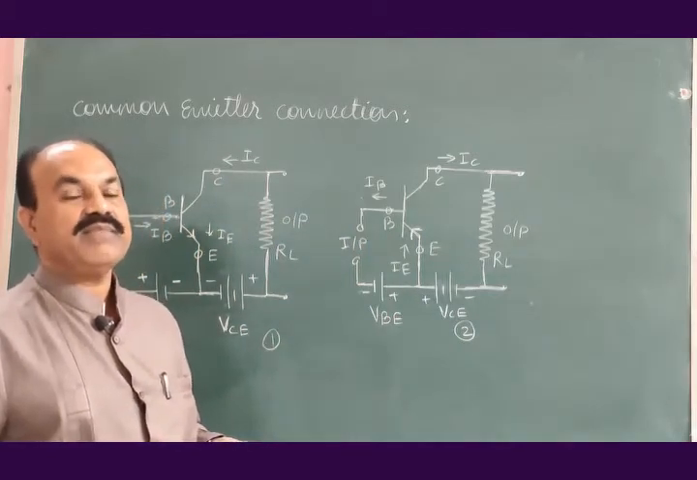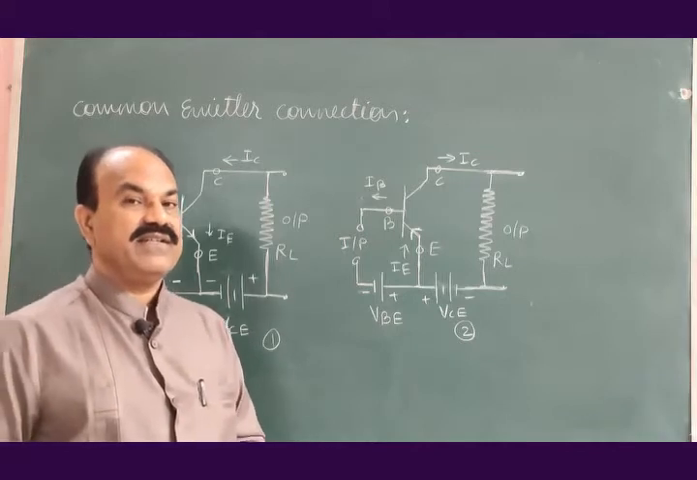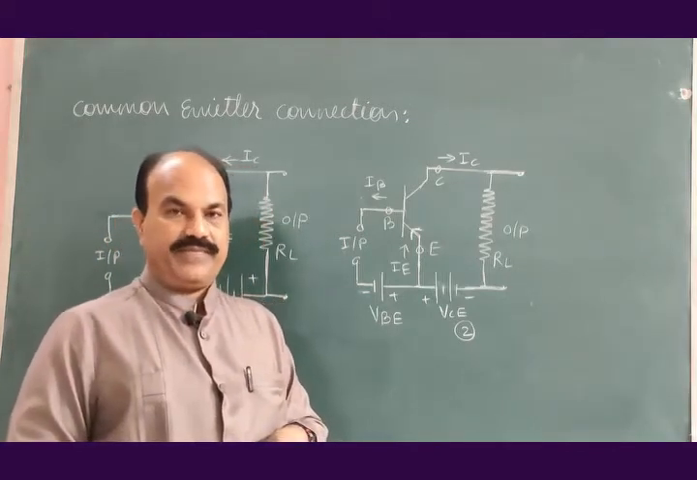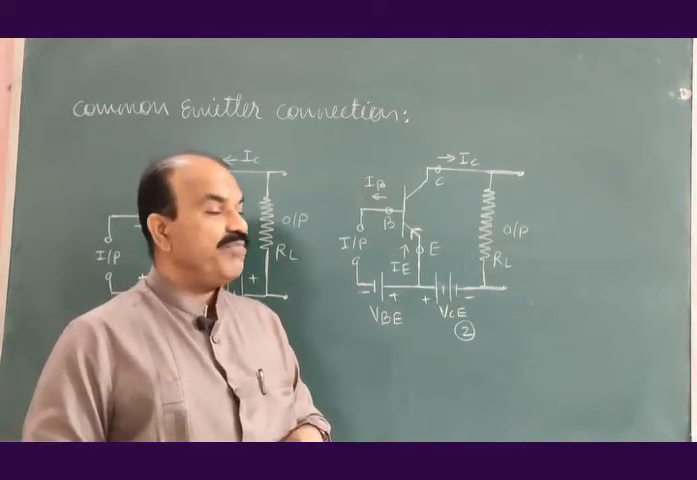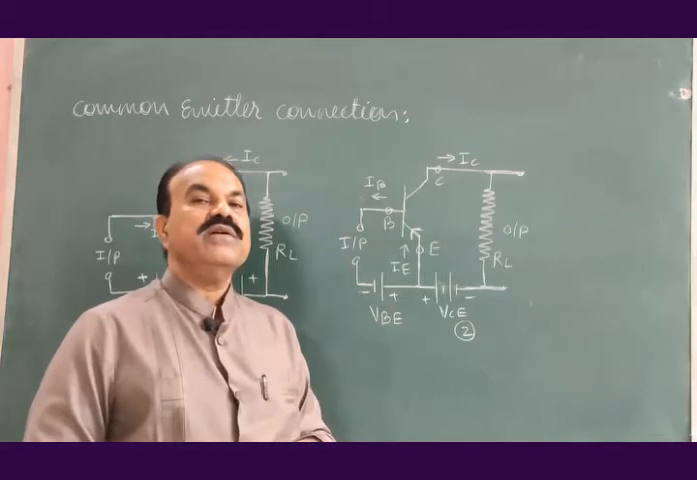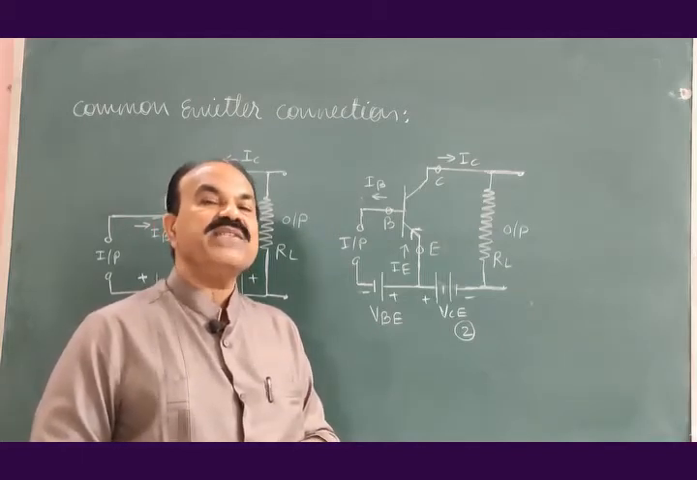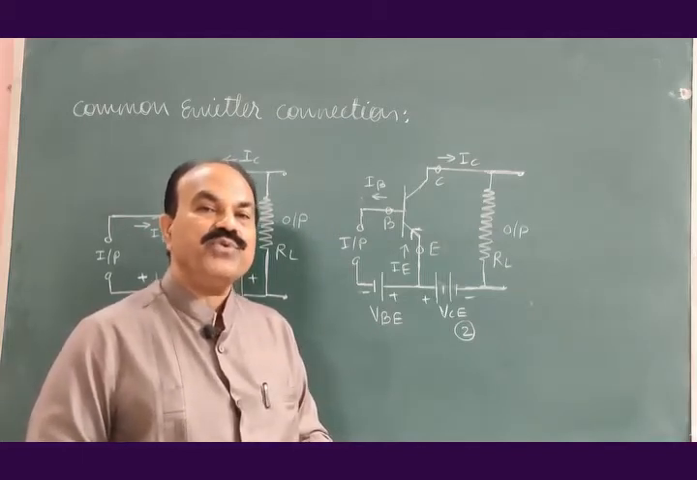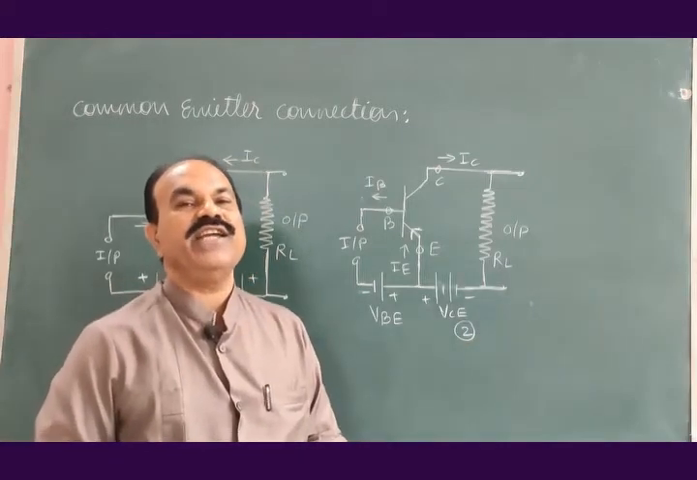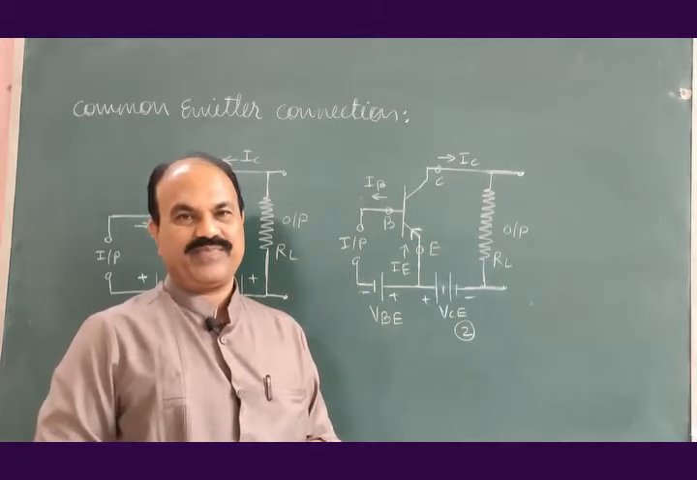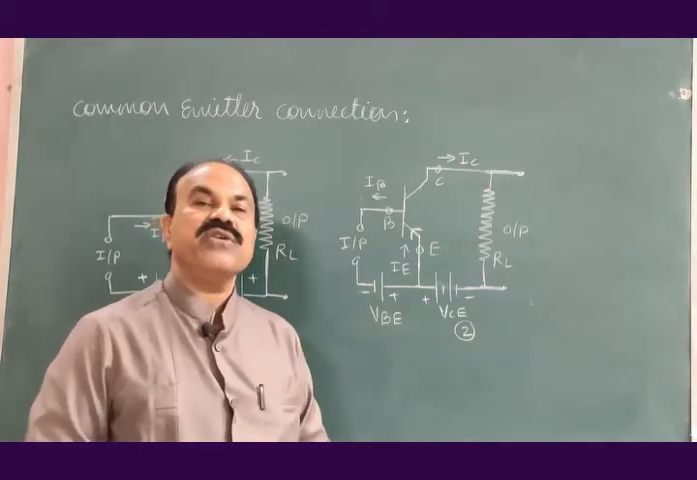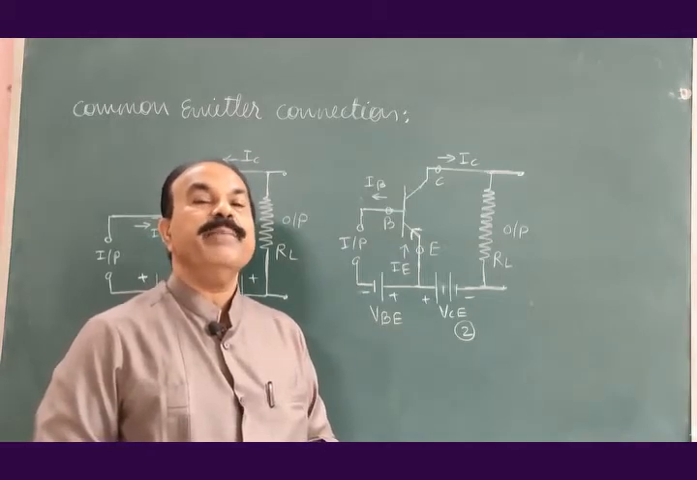Because of FR biasing, the transistor can work very effectively. It will give us benefit because a very small base current at the input will give us a very large collector current at the output, and therefore this type of connection of the transistor is beneficial.